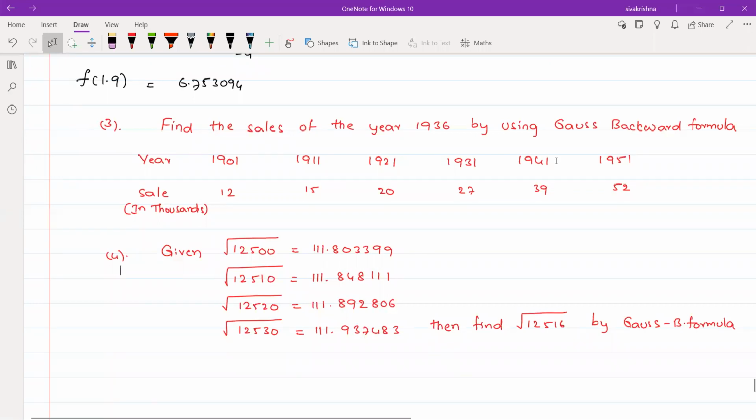I have given you two problems. We have to solve those two problems by using the Gauss backward interpolation formula. In the third problem, you have to find the sales in the year 1936. It means we have to find the value of y corresponding to the value of x, that is 1936. And coming to the fourth problem, we have to find the value of root 12,516 by using the Gauss backward formula. Thank you.